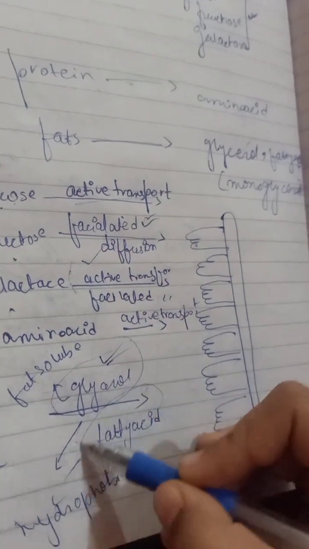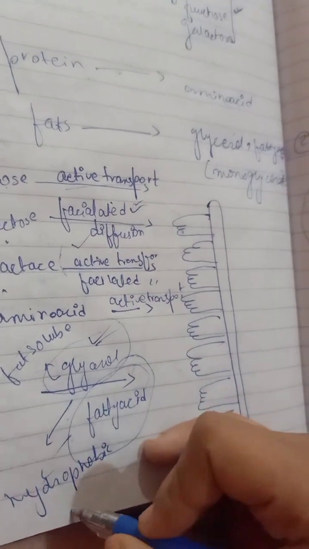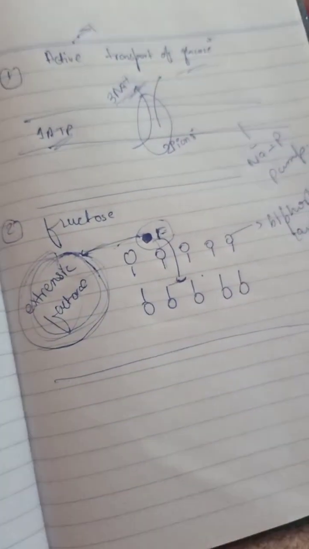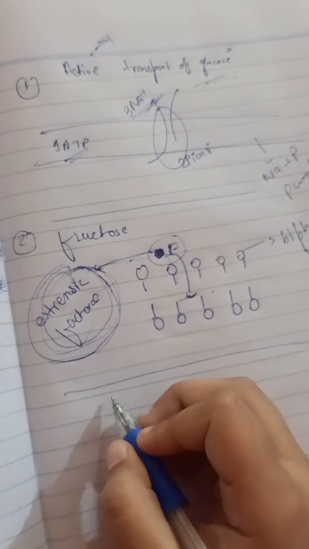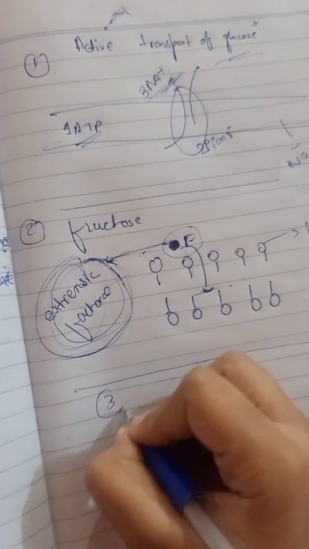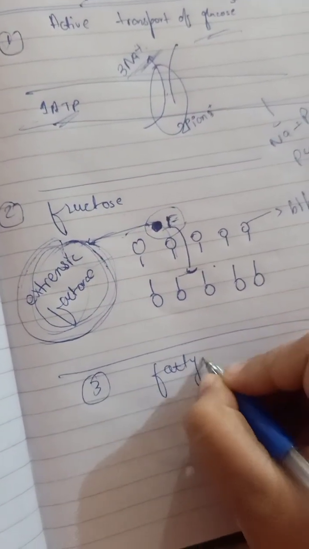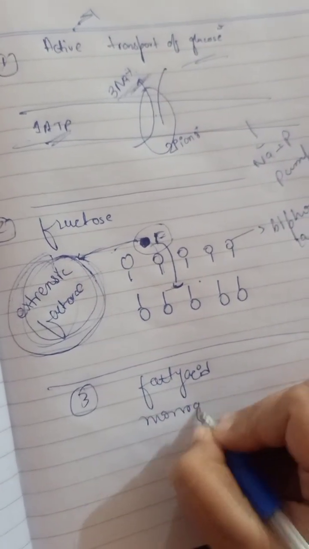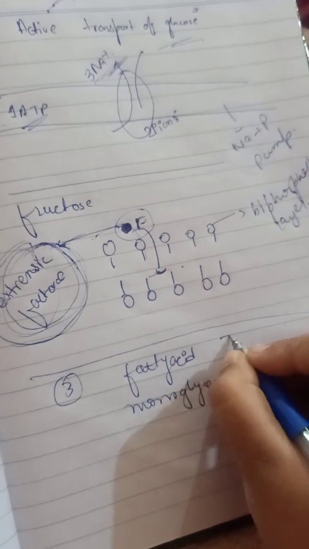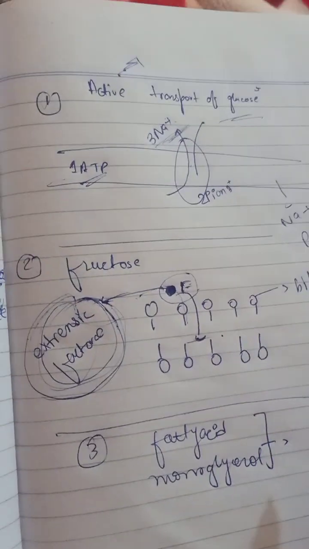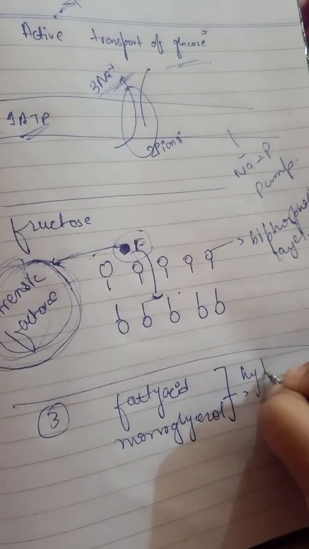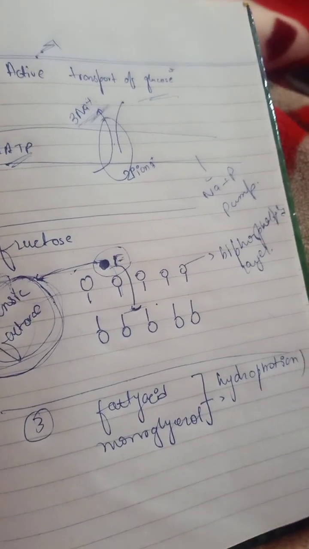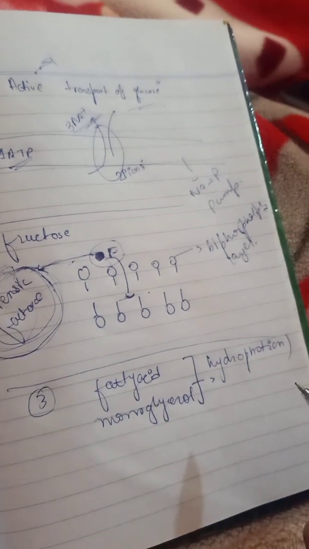After that we have a main thing, the fatty acid, because fatty acid is hydrophobic. How will it get absorbed, let me tell you. Fatty acid is a monoglyceride, as I told you in the digestion of fats. It is hydrophobic, which means it cannot easily diffuse in the cell membrane.